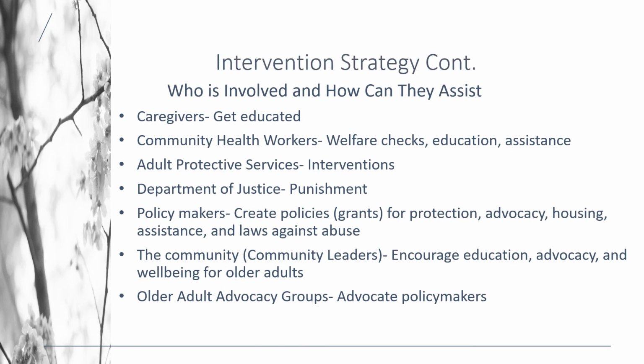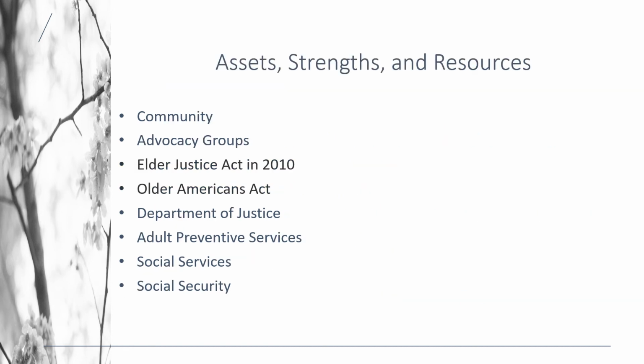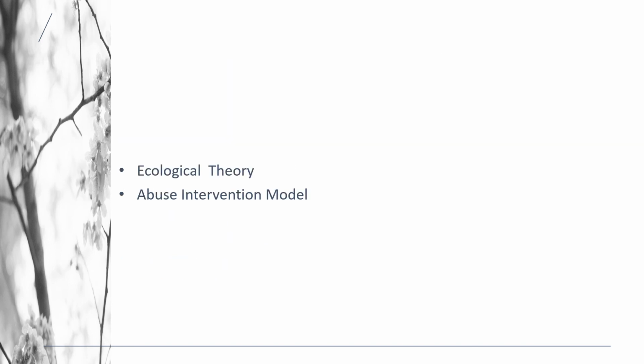People involved once again, and who will be assisting, would be the caregivers, community health workers, adult protective services, Department of Justice, policymakers, and the community and adult advocacy groups such as AARP to advocate to policymakers. I think that all of those groups can contribute to the center. As I said earlier, the asset strengths and resources are the community advocacy groups, the Elder Justice Act of 2010, Older Americans Act, Department of Justice, Adult Protective Services, Social Services, and Social Security. And the theories that would guide the center and intervention would be the ecological theory and the abuse intervention model.